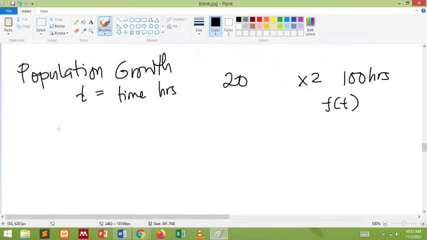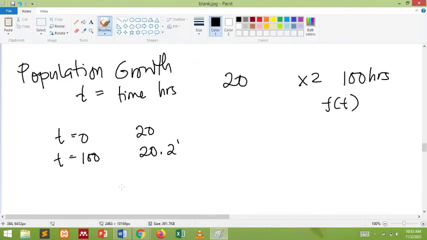So initially, t is equal to 0. Initially, you have 20 bacteria. Right? Now, let's say time now passes. We cannot make t equal to 1 because it doubles every 100 hours. So let's say 100 hours has passed. How many bacteria are there now? We will have 20 times 2 to the power of 1, because only one cycle has passed in which the population increased.